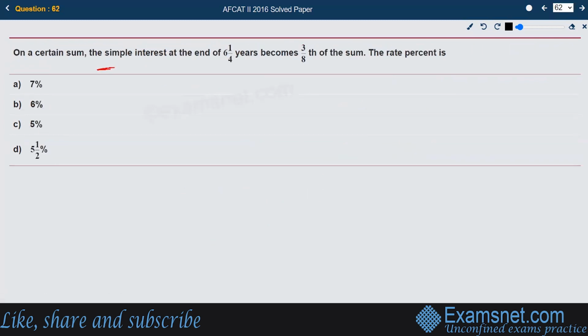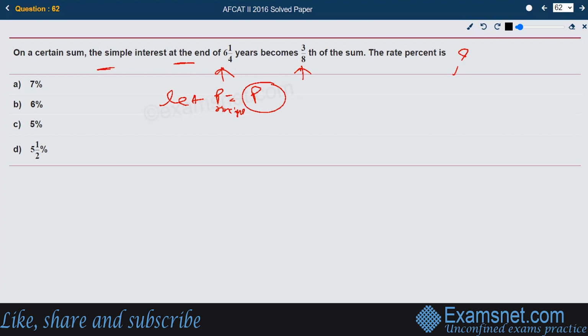Next, on a certain sum, the simple interest at the end of 6 1 by 4 years becomes 3 by 8 of the sum. The rate percent is. Okay, this is the question given to us. So let us first assume the principal. Let the principal value be P only. We can take it as X also, or anything. So let me take the principal value as P itself.